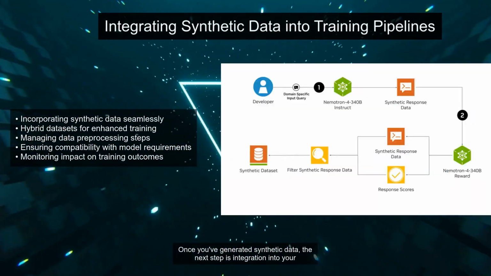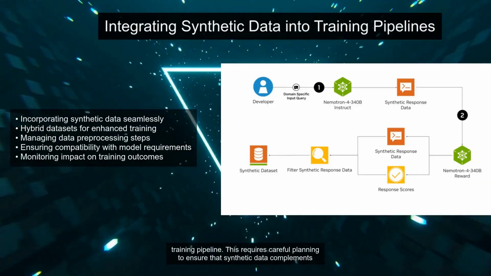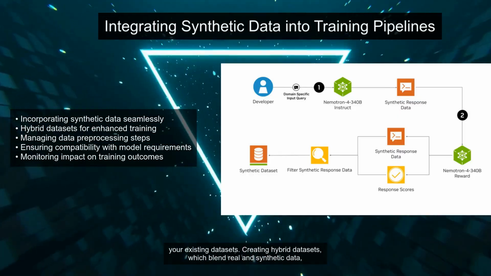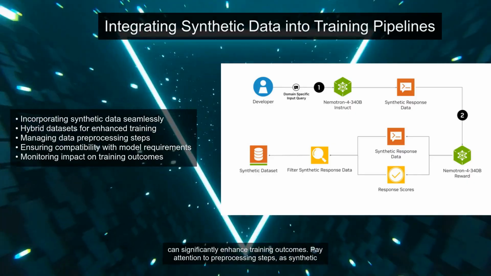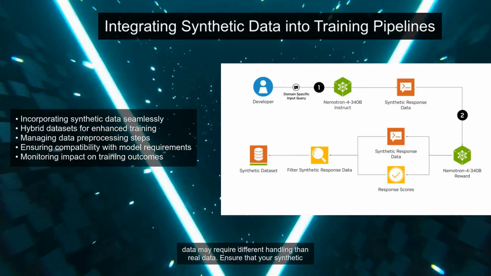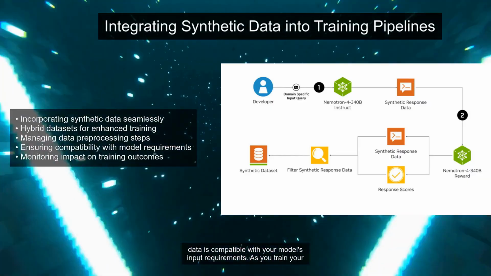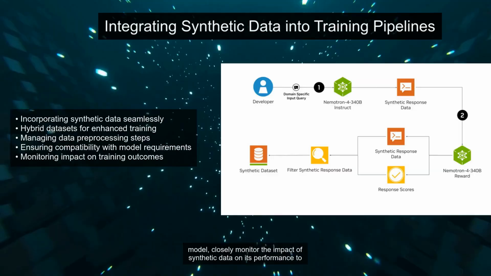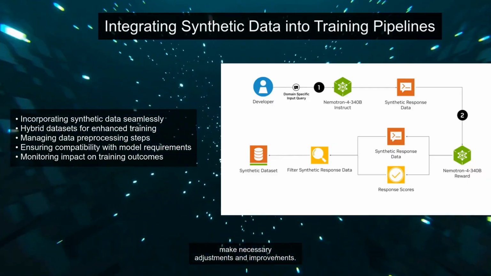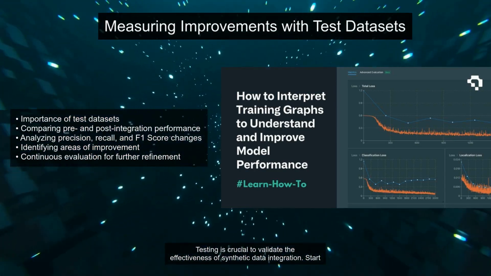Once you've generated synthetic data, the next step is integration into your training pipeline. This requires careful planning to ensure that synthetic data complements your existing datasets. Creating hybrid datasets, which blend real and synthetic data, can significantly enhance training outcomes. Pay attention to pre-processing steps, as synthetic data may require different handling than real data. Ensure that your synthetic data is compatible with your model's input requirements. As you train your model, closely monitor the impact of synthetic data on its performance to make necessary adjustments and improvements.